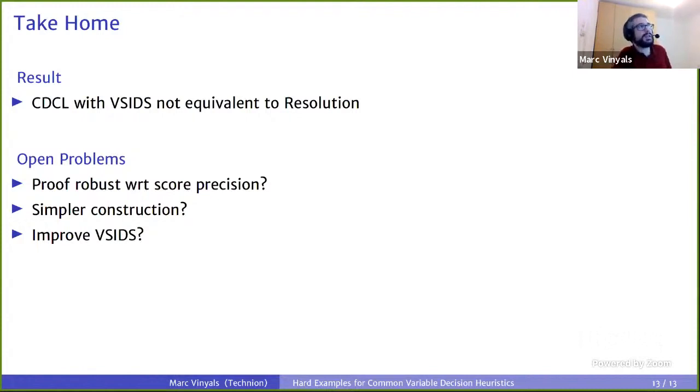And then it would be great to improve VSIDS. I don't think that we should throw away VSIDS or any of these other heuristics, that they really, really work great. But it's also true that there is room for improvement. So of course, we could try to learn the lesson from here and improve these heuristics. So thanks.